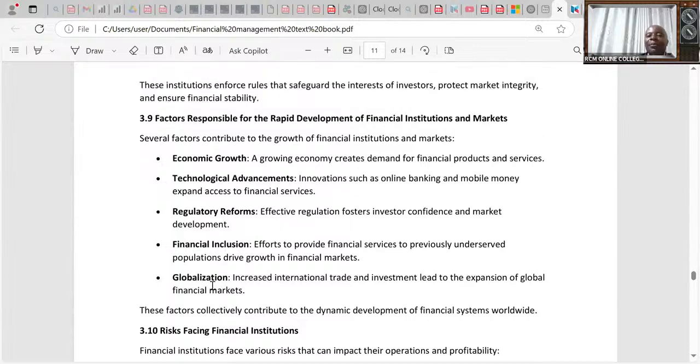You can see now here, 3.9, factors responsible for the rapid development of financial institutions and markets. Ladies and gentlemen, why do you think in this case we have so many banks growing, actually haphazardly? Now if you go to Rongai, all the banks have branches there.